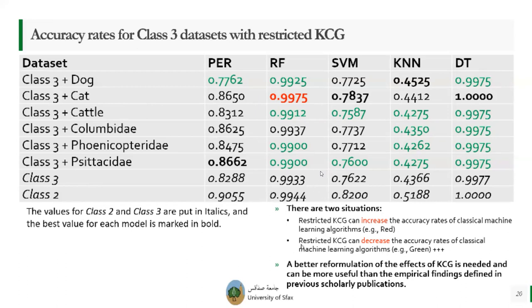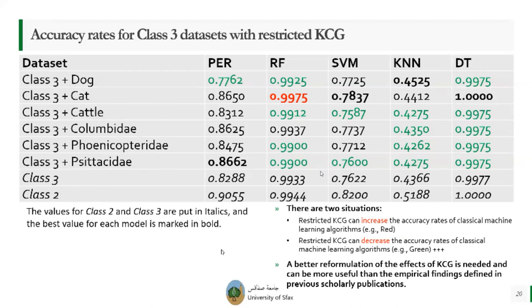But we have found something strange as well. We found out that the restricted knowledge-driven class generalization can decrease the accuracy rates of classical machine learning algorithms, as shown in green. So you can find that when you generalize one kind of categories, we can find values that are worse than the ones of the class 3 dataset.